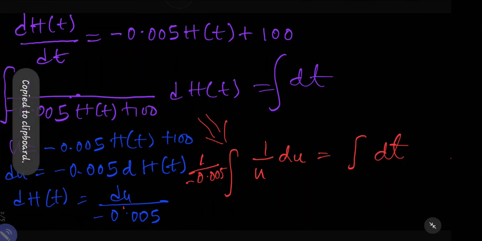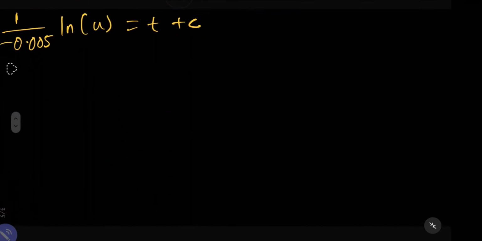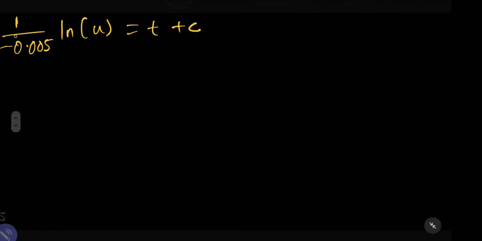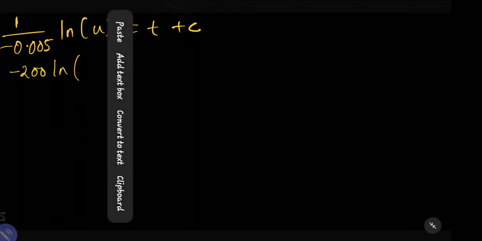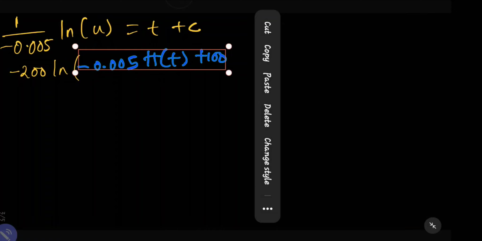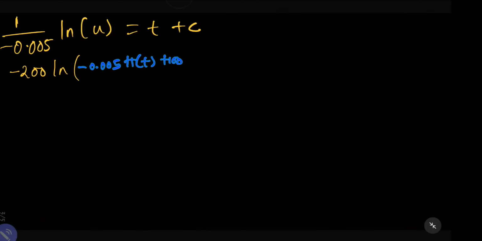We're going to copy this, and here we have, meanwhile, 1 over minus 0.005 is the same thing as minus 200 natural log of our value for u, which is natural log of this, and here we have plus t equals t plus c. Right. So the next thing we are going to do is we want to find the value of our c.